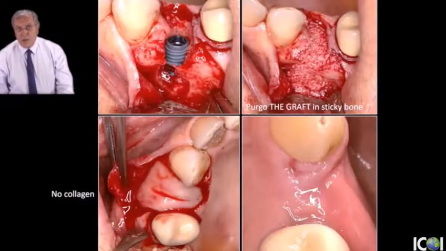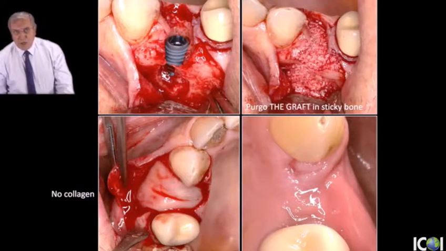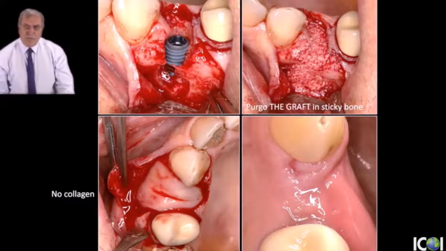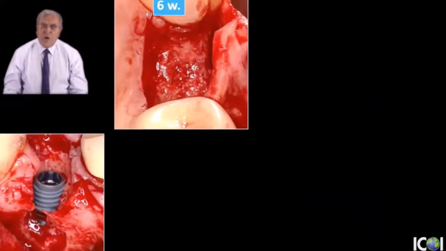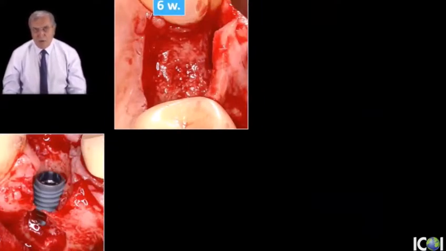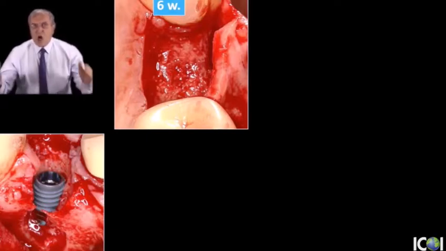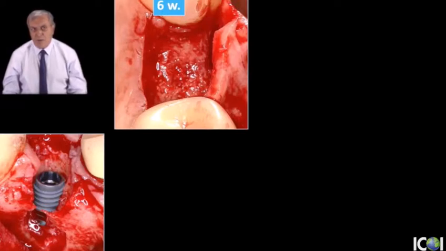Another case, just to show you how fast we go today. Extraction and implant, application of sticky bone with this new kind of bone graft from Purgo. No collagen membrane, we don't need it. And then we reopen only after 6 weeks, one month and a half. And what do we see again? The bone is already covering the implant.